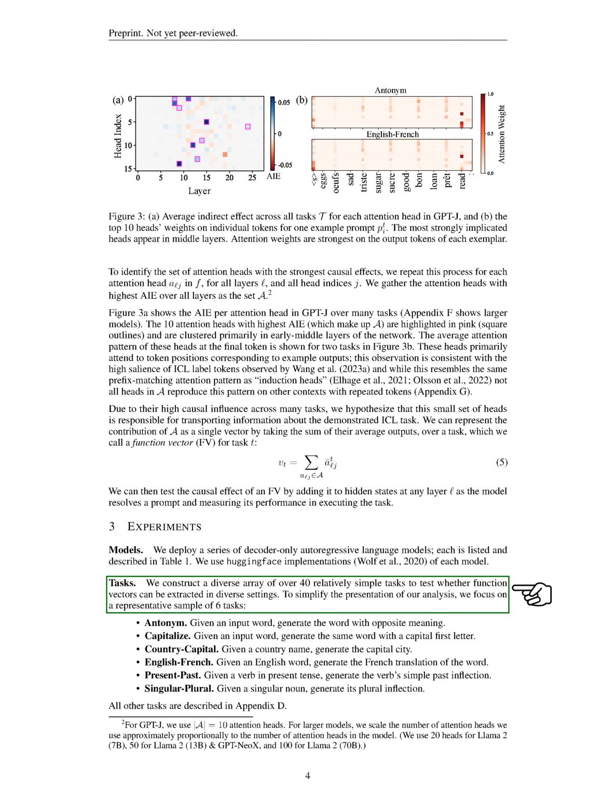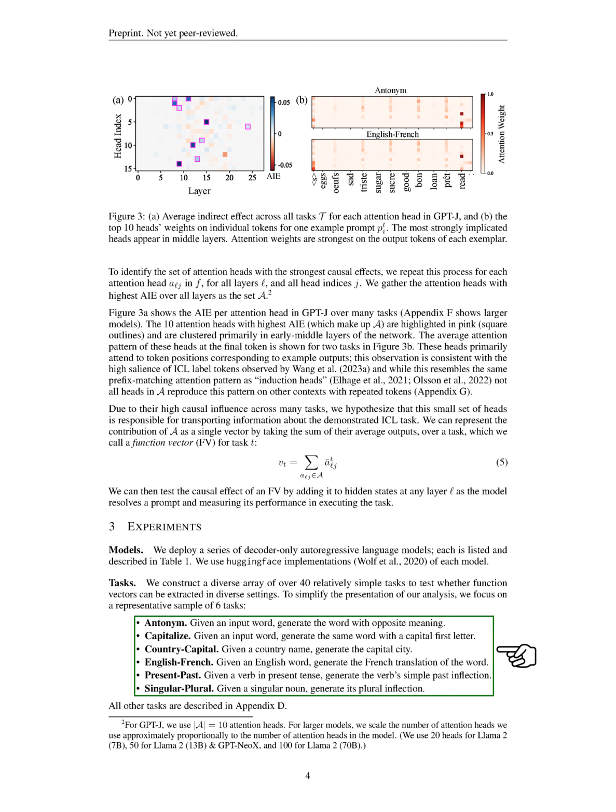We use a series of language models to carry out this process, and we tested on over 40 relatively simple tasks to see if function vectors can be extracted in diverse settings. Some of these tasks include generating the antonym of a word, capitalizing a word, translating an English word to French, and changing a verb from present to past tense.